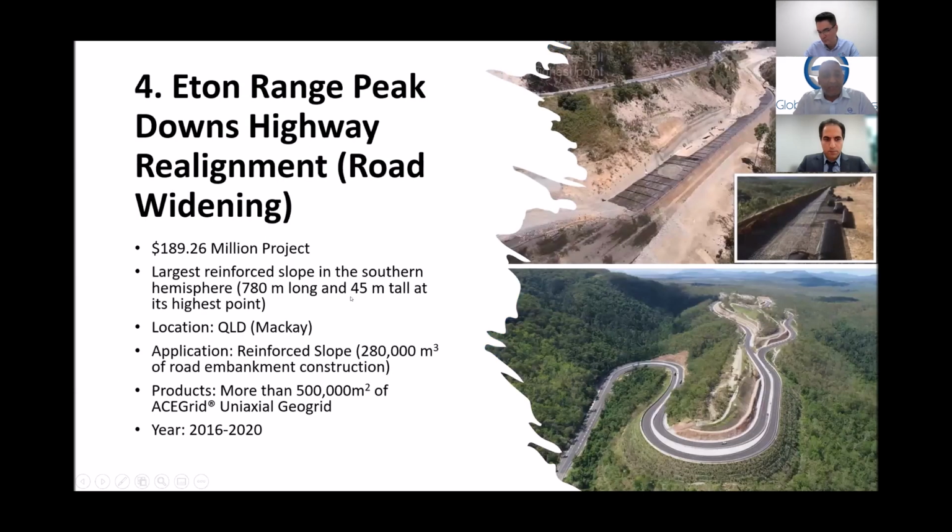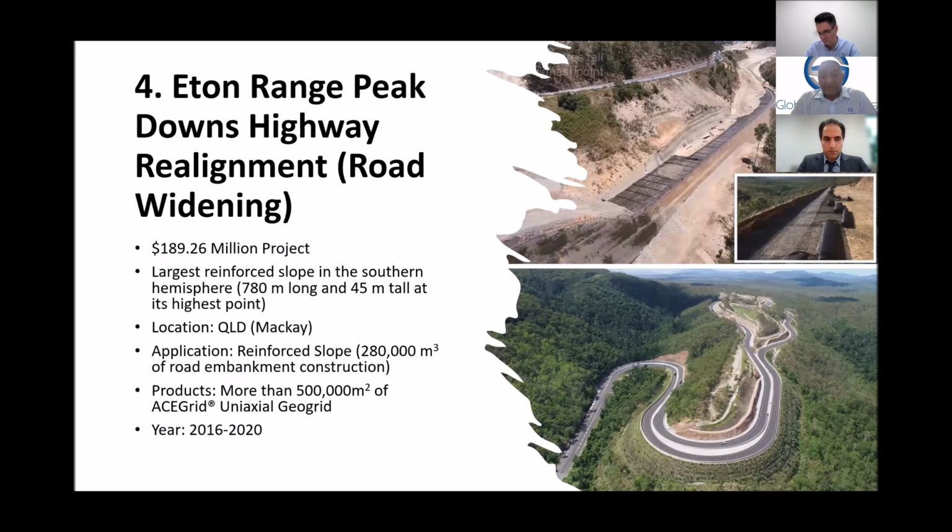And last but not least, we have the Eaton Range Peak Downs Highway Realignment Project. This was located in Queensland, inland of Mackay, and it was a $189 million project. It's actually the largest reinforced slope in the Southern Hemisphere. It's 780 metres long and 45 metres tall at the highest point.